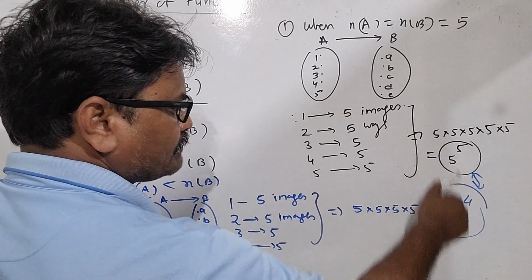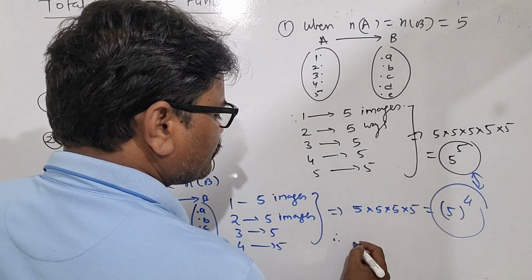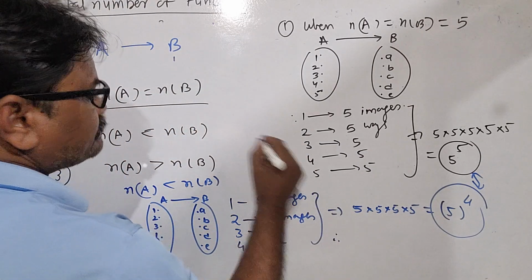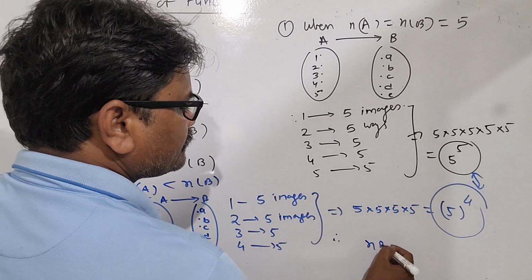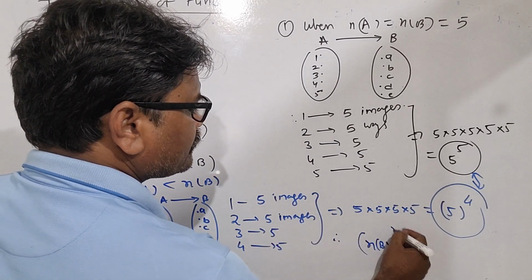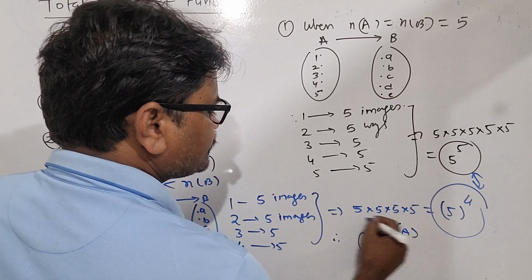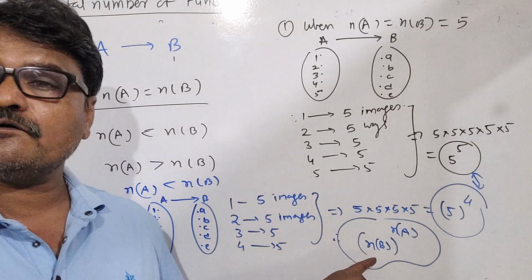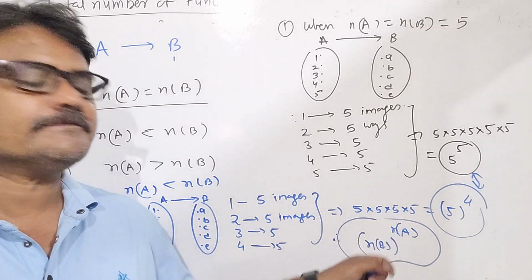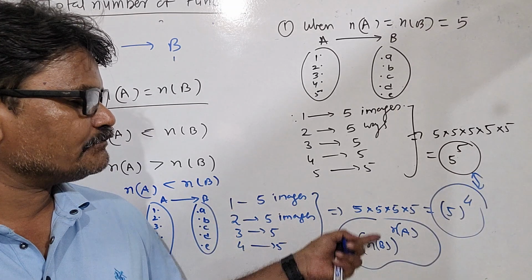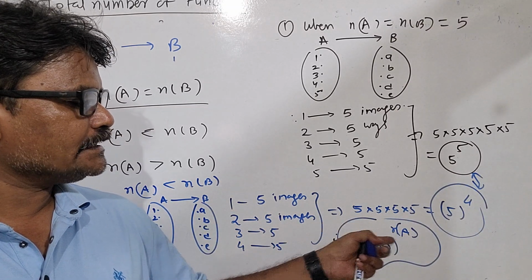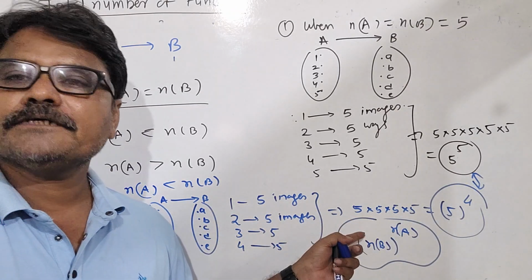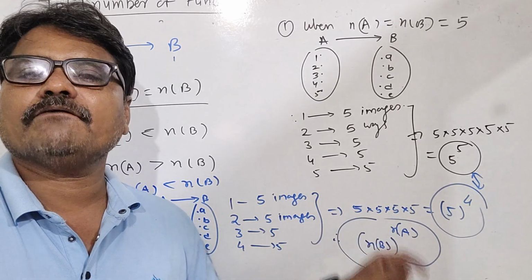So therefore, from these two I can say that the total number of functions is n(B) to the power n(A). That is the formula to find the total number of functions from set A to set B, where B is the codomain set, A is the domain set. The number of functions defined from the set A to the set B is given by n(B) to the power n(A).